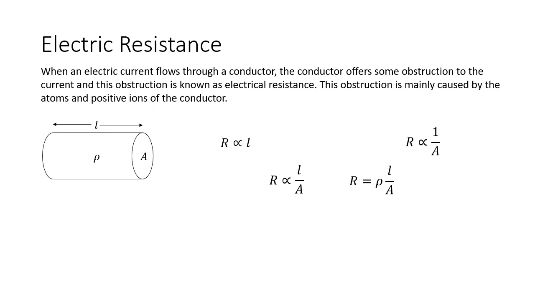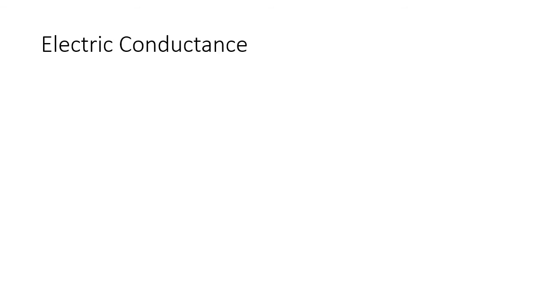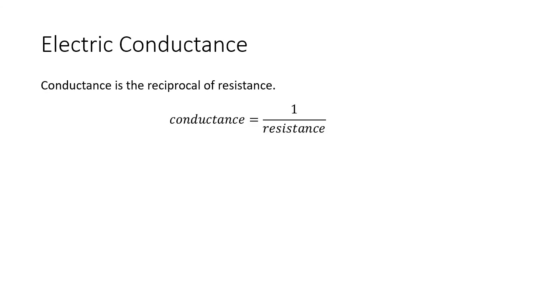Now let's see the definition of resistivity. It is defined as the electrical resistance per unit length and per unit of cross-sectional area at a specific temperature. And the unit is ohm meter. And our next topic is electric conductance. Conductance is the reciprocal of resistance. So conductance equals 1 over resistance. Therefore, S equals 1 over R. Unit is per ohm or Siemens.